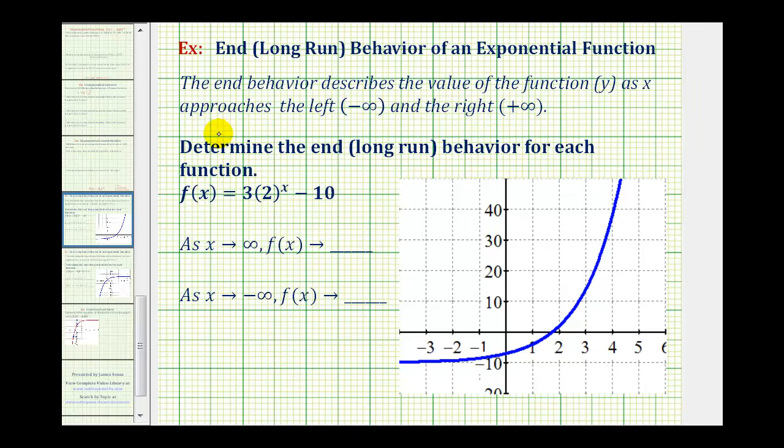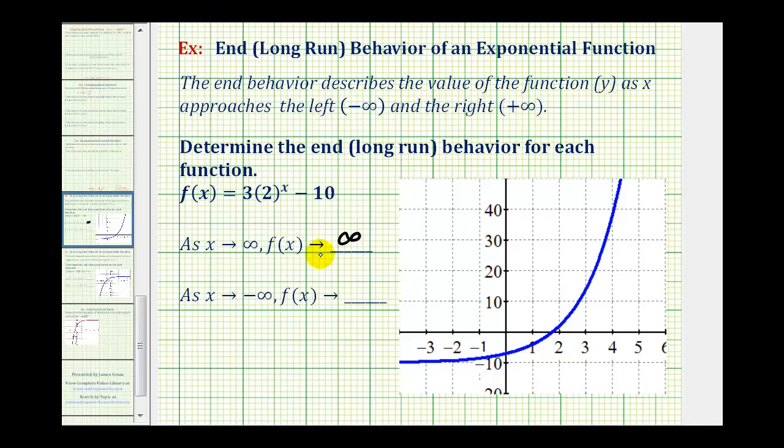So let's first determine the end behavior of f of x equals 3 times 2 to the power of x minus 10. We'll first consider as x approaches positive infinity. Well, as x approaches positive infinity, looking at the function, notice how the exponent on base 2 is getting larger and larger, and therefore the function values are getting larger and larger. Therefore, f of x will approach positive infinity.